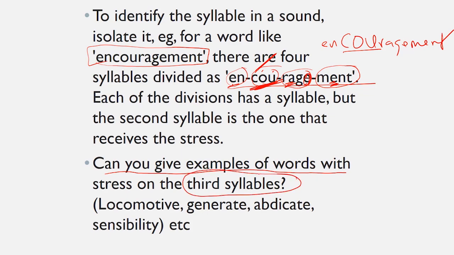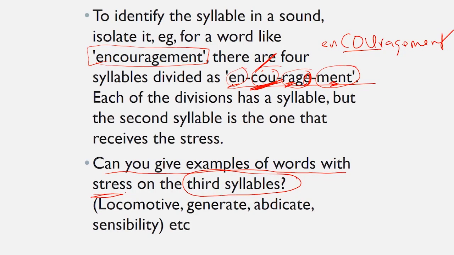In other words, there are more than 3 syllables in some of the things we see here. The question is asking you to give them the stress on the third syllable. Remember when we did this encouragement here, we had about 4 syllables there. Now, in these other examples below, there are more than 3 syllables. That's why the examiner is asking you to give examples of the words that have their stress on the third syllable.